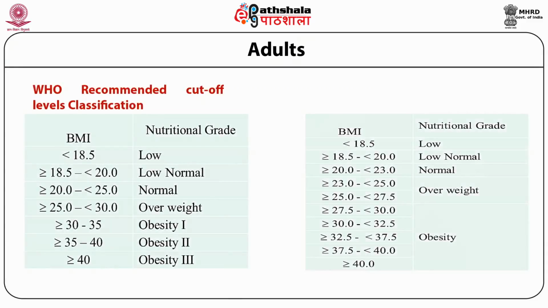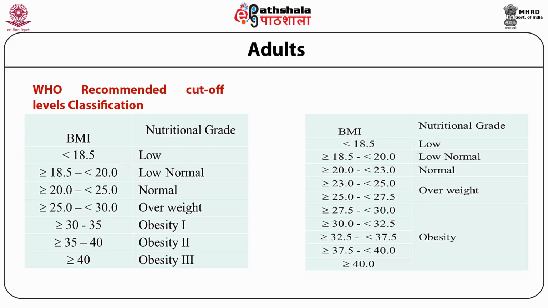WHO recommended cutoff level classifications. Now let us see how they have done. The earlier one was James et al. They considered the chronic energy deficiency. When we talked about the nutritional grade, they talked about the 3-degree chronic energy deficiency and 1-degree chronic energy deficiency. Now let us see what is WHO's classification, which they had reported in 2000.